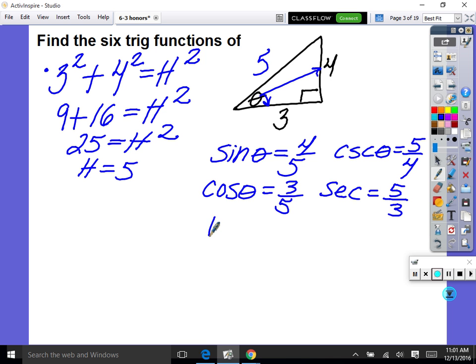And tangent is opposite over adjacent, or SOHCAHTOA, however you remember it. Opposite over adjacent, 4/3, so cotangent of theta will be 3/4. That easy. That's going to be some of the problems that you're seeing. Pretty simple and straightforward, and that's all last year.